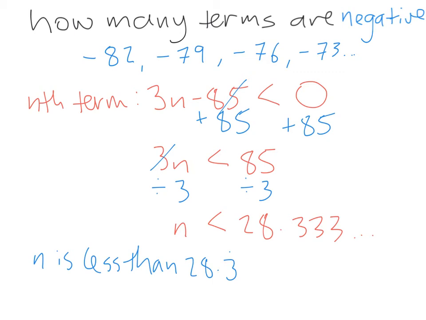Now n has to be a positive whole number because there's no such thing as 28.333 terms. That doesn't make any sense mathematically. It's like you can have 28 people or 29 people or 30 people. You can have 28 terms or 29 terms or 30 terms. You can't have 28.333 terms. So we need to find the first whole number that's less than 28.3, and that is 28. So n equals 28. So there are 28 terms in the sequence that are negative.